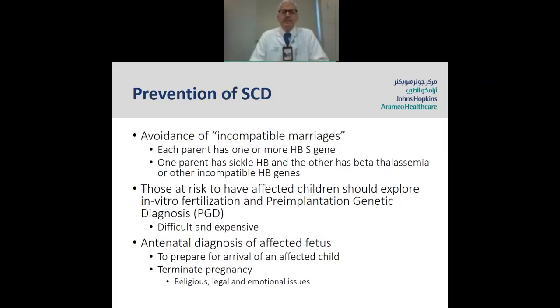So if these young people, or maybe not so young, can produce children, and each of them has a sickle cell gene or sickle cell trait, they are at risk of having children who are affected by sickle cell disease. Of course, as I said earlier, it's not only sickle cell disease. One of the couple may have sickle cell disease and the other may have beta thalassemia trait. The result is the same, or other hemoglobins that are not very prevalent in our area.